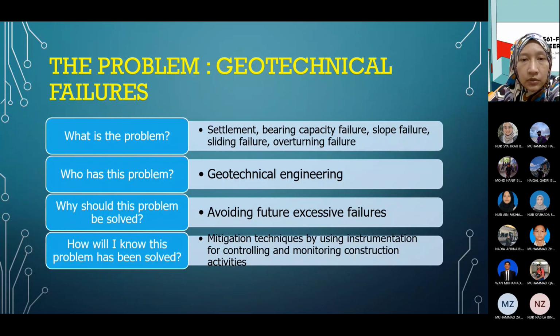Of course, in this chapter 3, I am focusing on a few selected cases related to geotechnical failures, such as settlement, differential settlement, bearing capacity failure, slope failure, sliding failure, overturning failure. Sliding, overturning, and bearing capacity failure can be observed from retaining wall constructions or applications. And then settlement can also be observed due to the loading applications from the embankment.